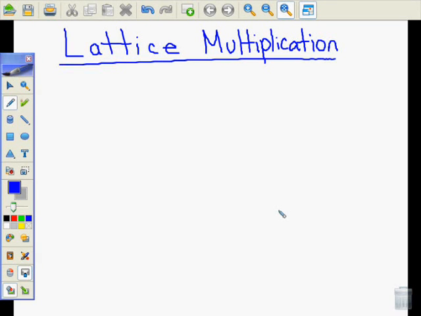Today we're going to learn about a new method called lattice multiplication. I love this method. It's not necessarily the quickest, but it does work, and it's definitely a different twist on multiplying. Makes it a little bit more fun.